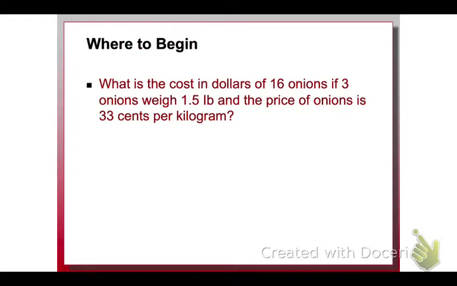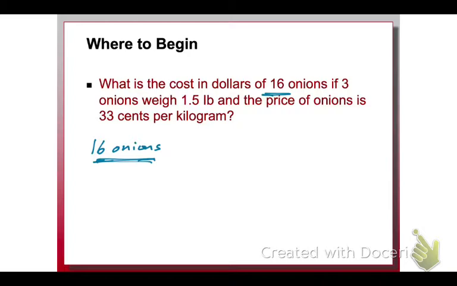Now, let's look at this question. This is slightly different. What is the cost in dollars of 16 onions if 3 onions weigh 1.5 pound and the price of the onion is 33 cents per kilogram? So the question is, I have 16 onions and I need to know the cost of them. Let's list the facts that you have. 16 onions is the quantity that needs to be solved in this question. 16 onions, what does that mean to me in dollars?